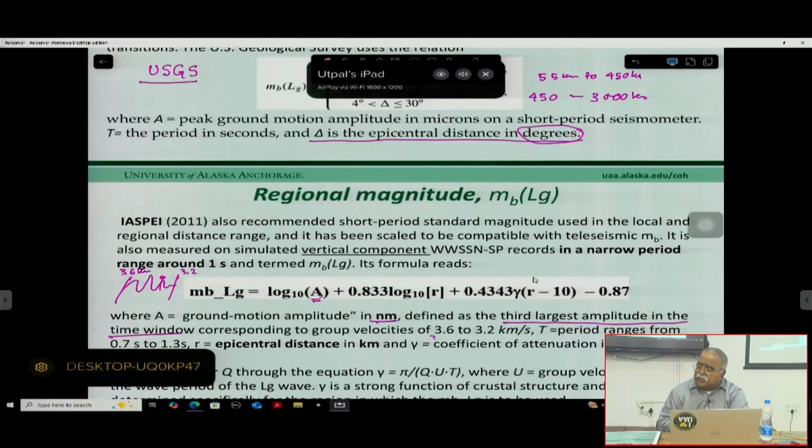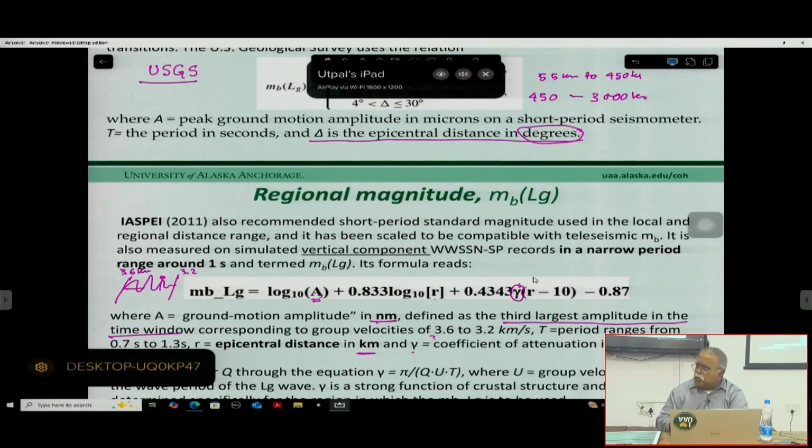So first you measure the time period of this wave, and this time period has to be 0.7 second to 1.3. Any value in between will be fine. And then we have to use the third largest amplitude and calculate, where R is the epicentral distance in kilometers, and there is a gamma value. Gamma is a coefficient of attenuation in kilometer inverse.